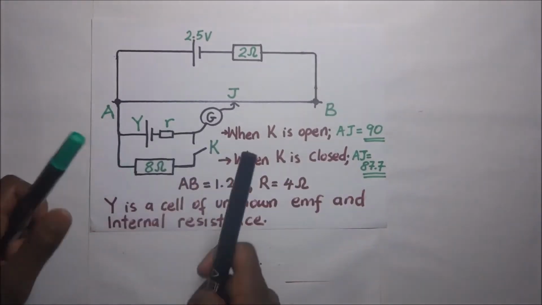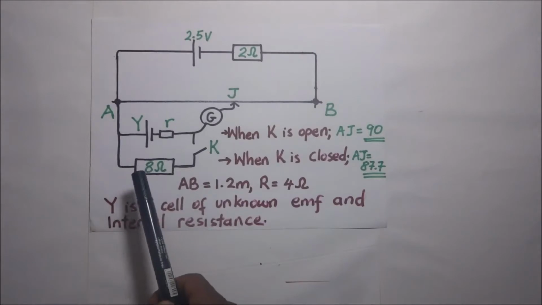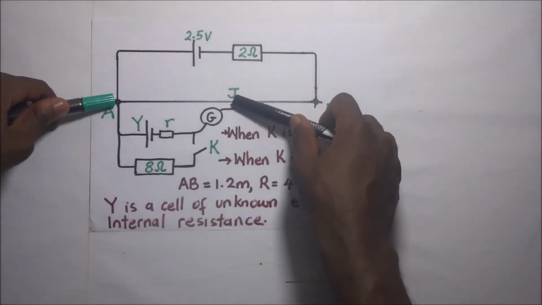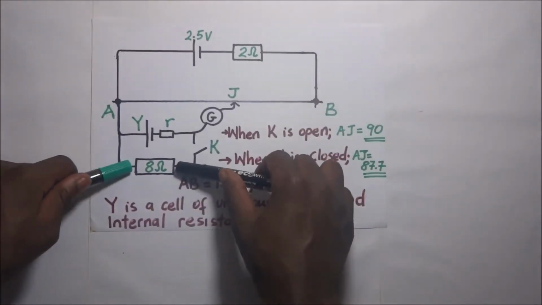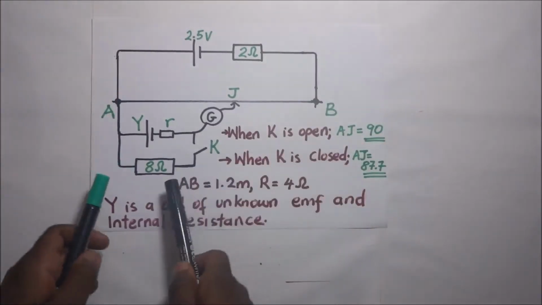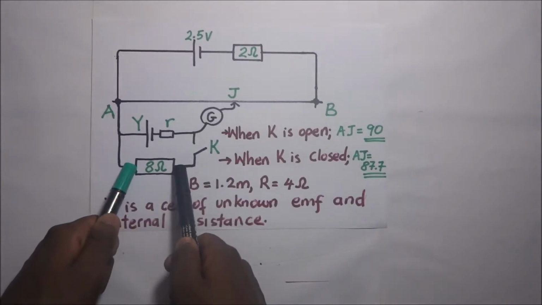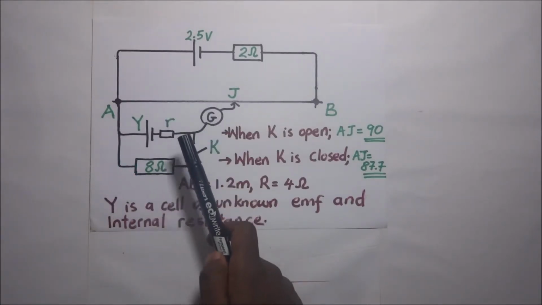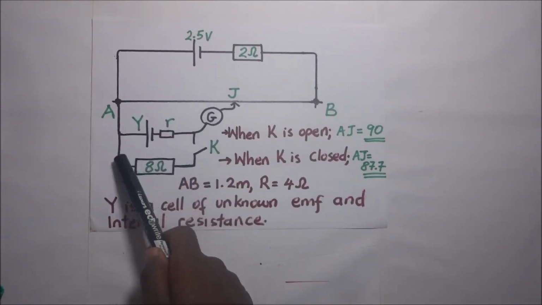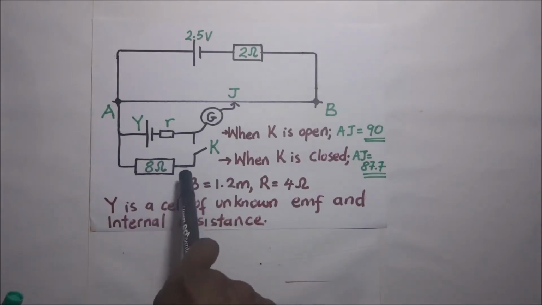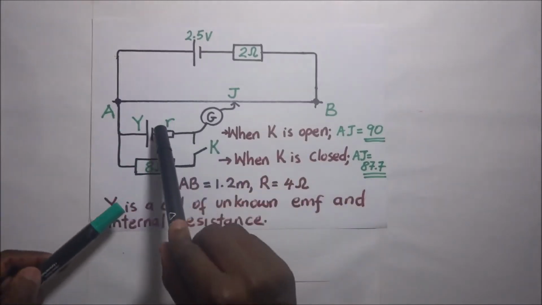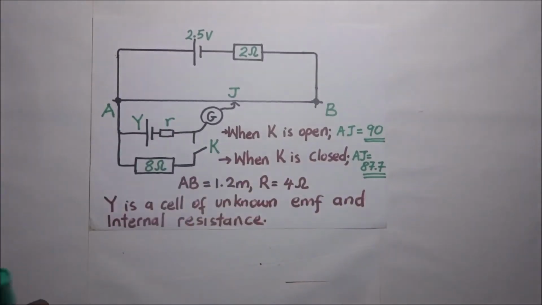So first of all, we know that the potential difference across that balance length is equal to the potential difference across the 8 ohm resistor. And we know that the PD across the 8 ohm resistor is given by V equals I times R, from Ohm's law. The I is the current going through the secondary circuit. So we need to first get that current going through the secondary circuit. And in a way, that is how we will be able to get the internal resistance R.